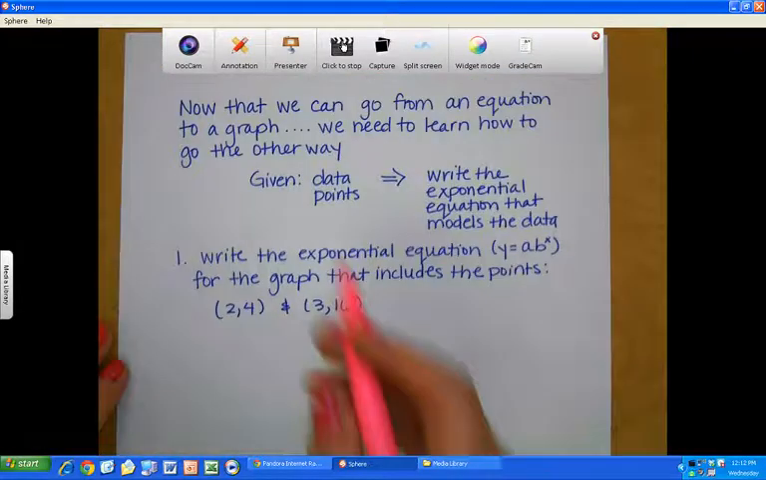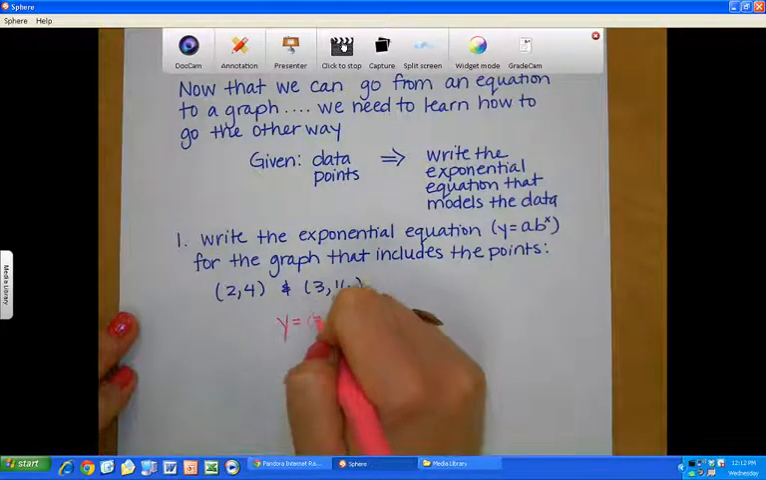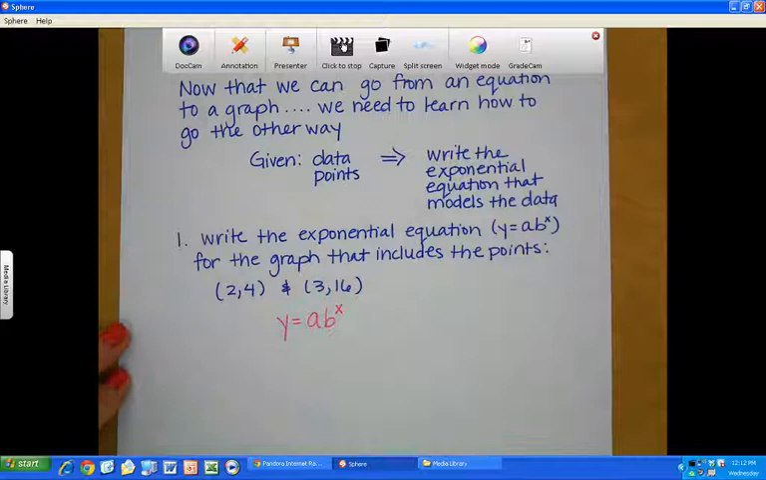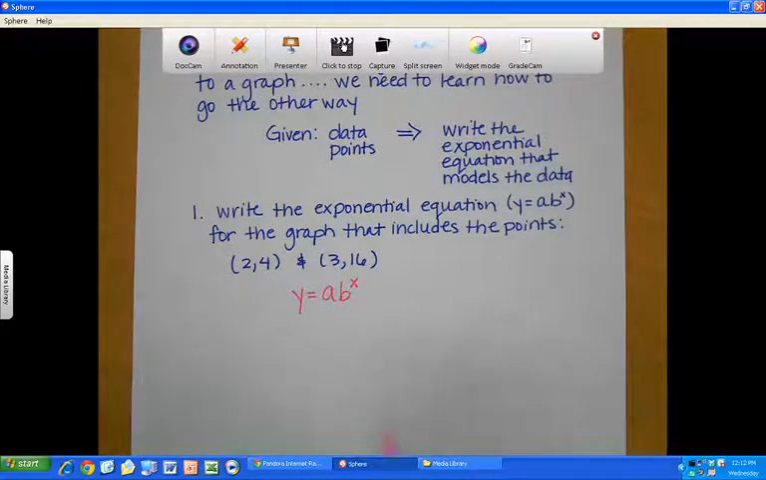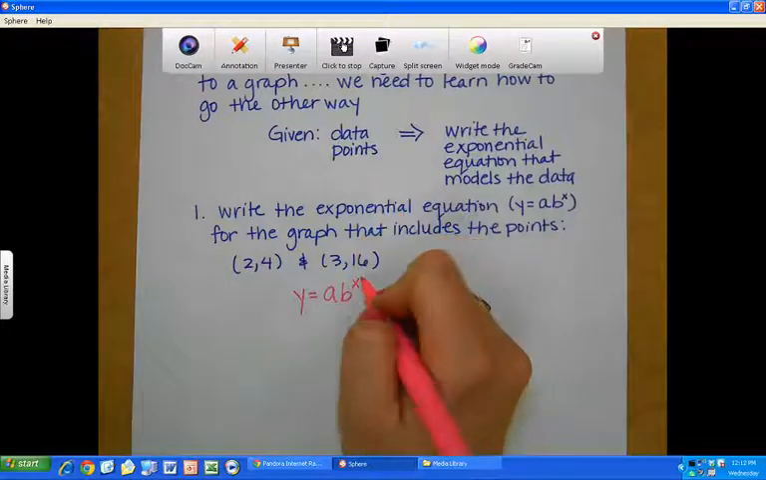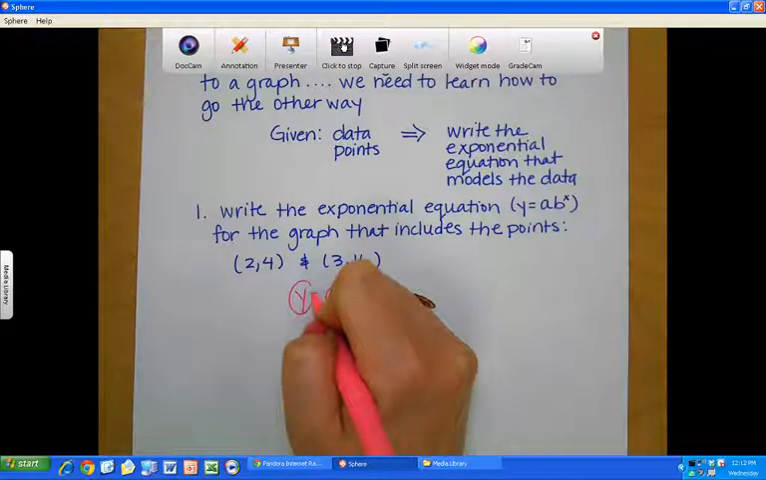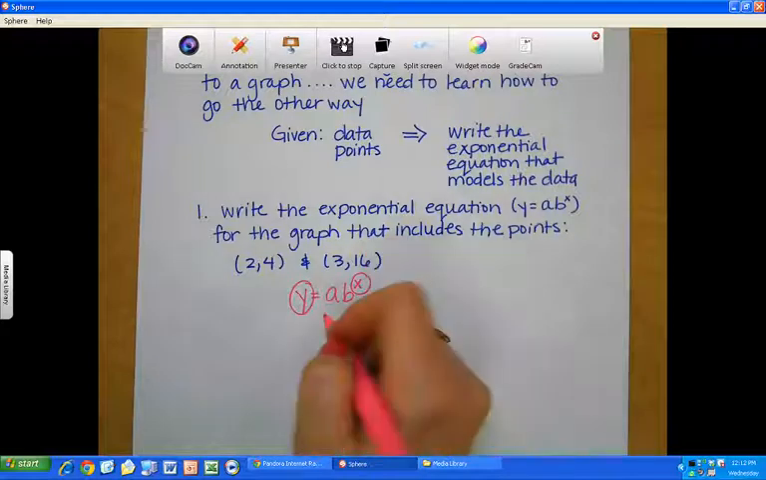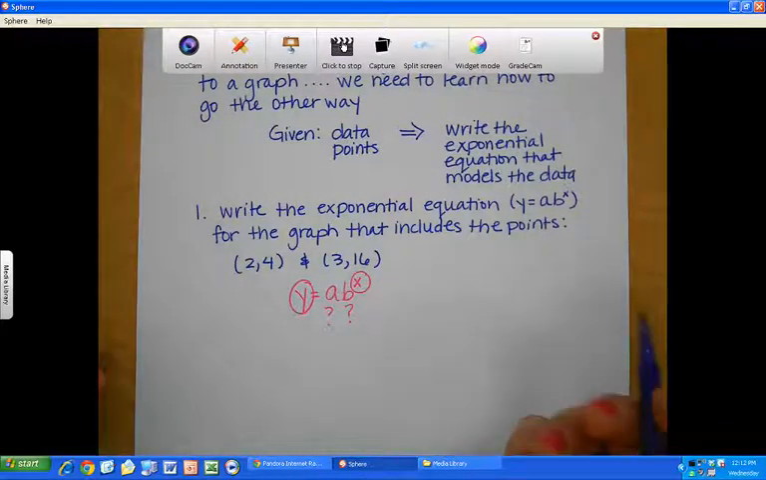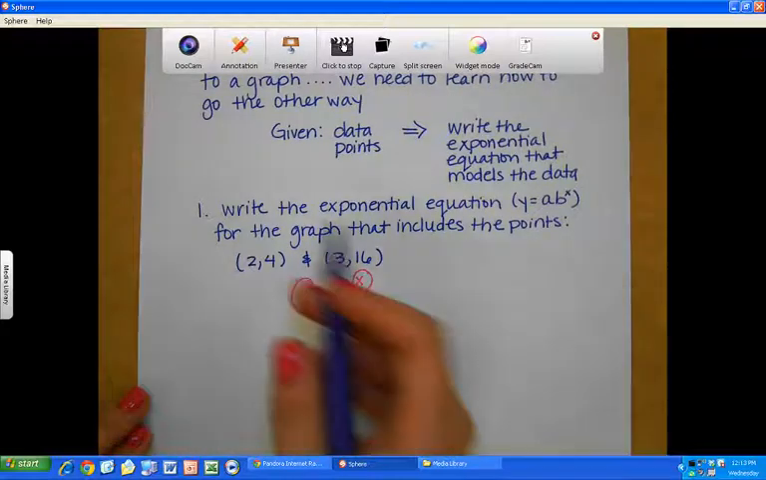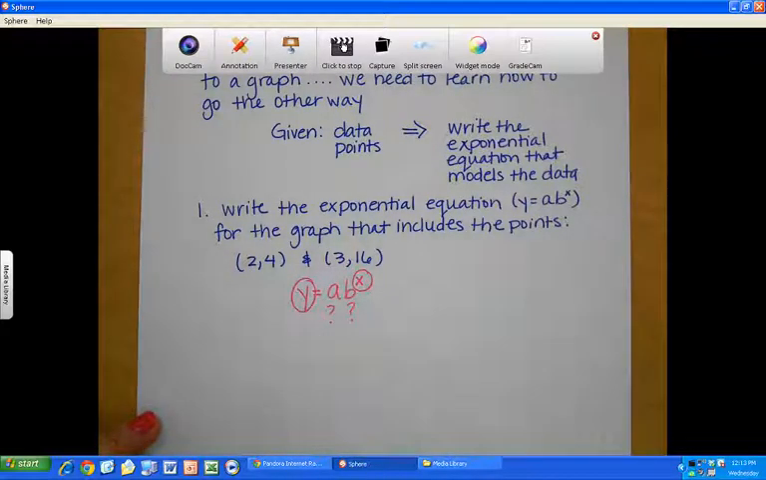So for an exponential equation, if you remember from before, it has to be in the form y equals a times b to the x. So I already know an x and a y from these 2 points, but I don't know a and I don't know b. So when I don't know 2 things, I have to come up with some sort of system with what I do know to solve it. So there's a couple different ways you can do it.